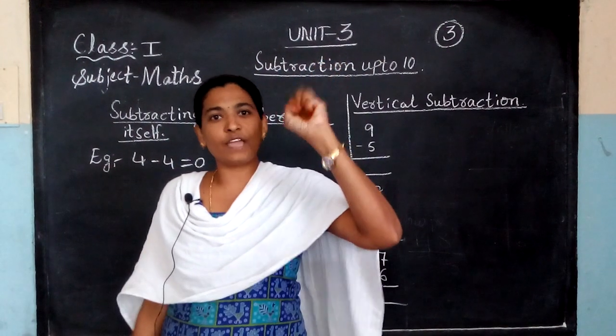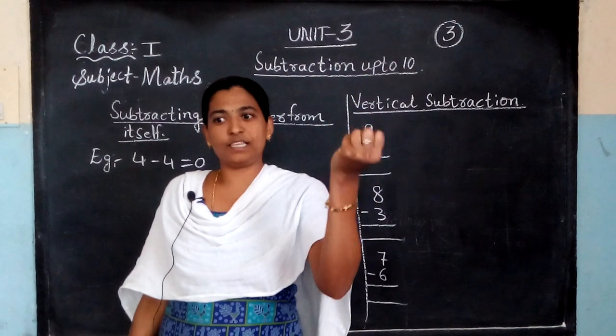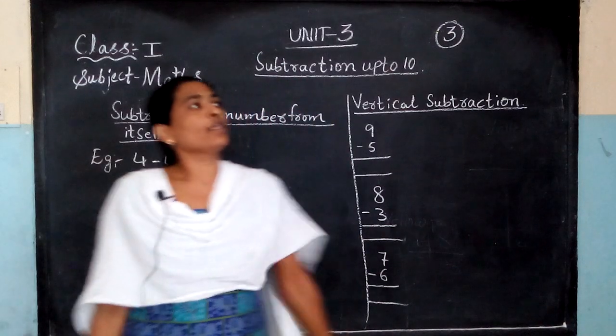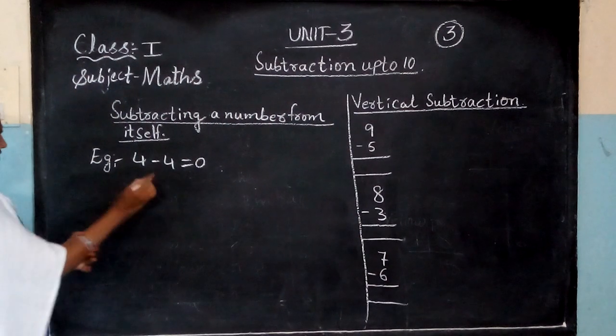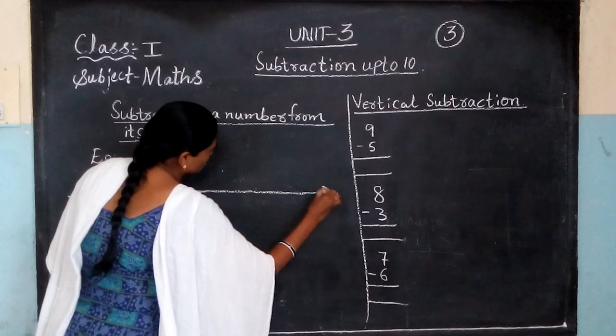In my hand, 5 fingers are there. I am closing 5 fingers. Is anything there in my fingers? 0, nothing is there. What will we call this? 0.